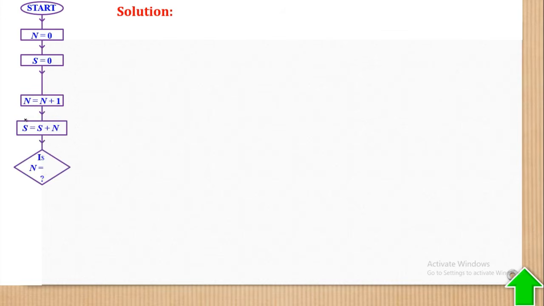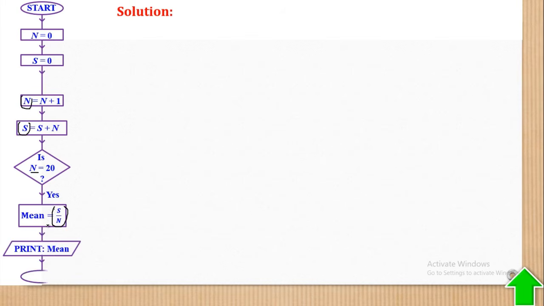Then from the new sum, you ask yourself, is N equal to 20? If it is yes, you go and get what they want, and that was the mean. So this S is the sum, and this one is the number of terms. So here, if N is 20, because they want the mean of the first 20, you can get your mean and then print that mean, and you can stop.